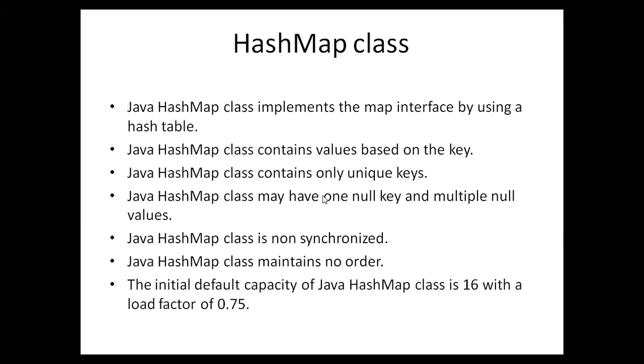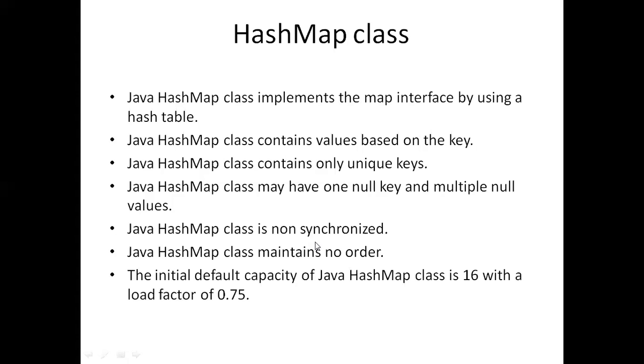Java HashMap contains only unique keys. Yes, we have discussed this also. It may have one null key and multiple null values. Null key is one, but values are multiple. Java HashMap class is non-synchronized. Whatever we have discussed is non-synchronized. Regarding synchronization, we will discuss in our fourth module also. Java HashMap class maintains no order. The initial default capacity is 16 with a load factor of 0.75.